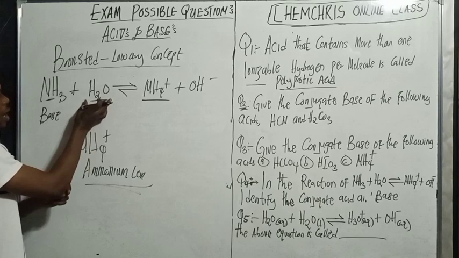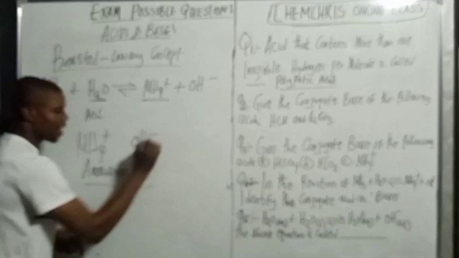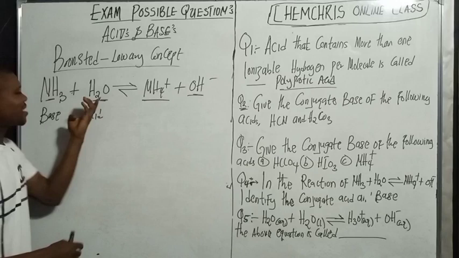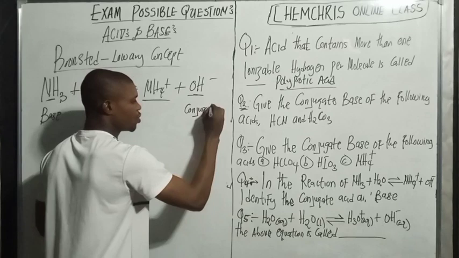Now what happened to this other guy? Of course, it has not remained the same again, right? This guy has lost one hydrogen. Now when it lost one hydrogen, it forms OH minus. Just that. So after the definition, an acid forms a conjugate base. This is the conjugate base of this acid. Here we have the conjugate base.